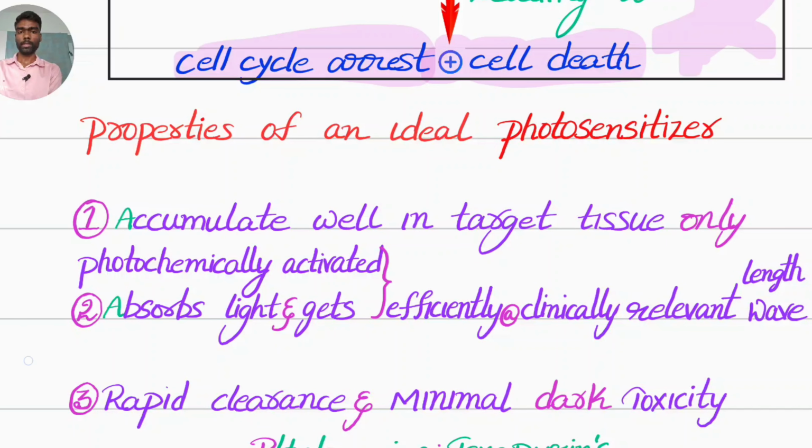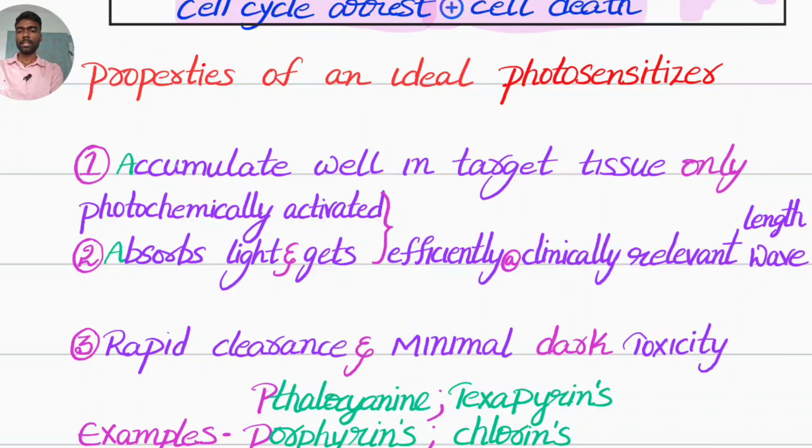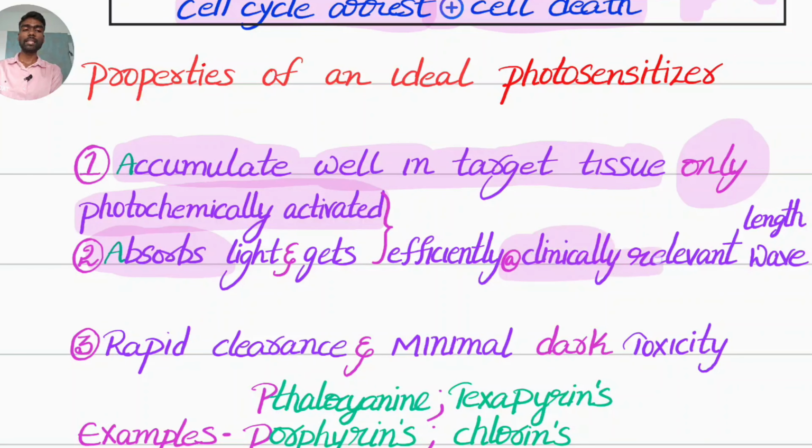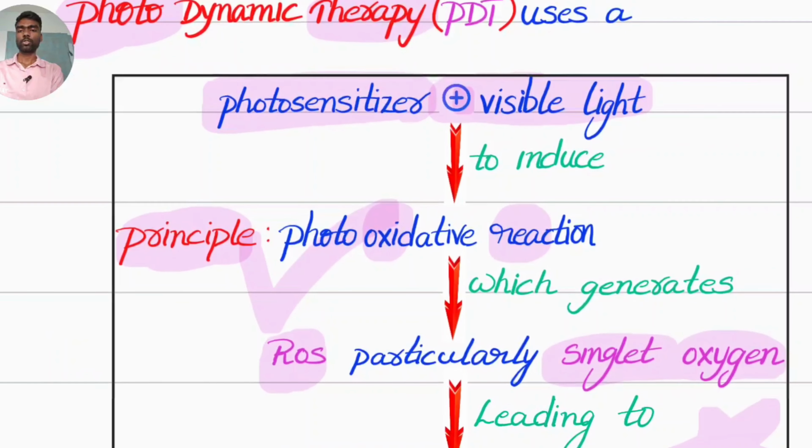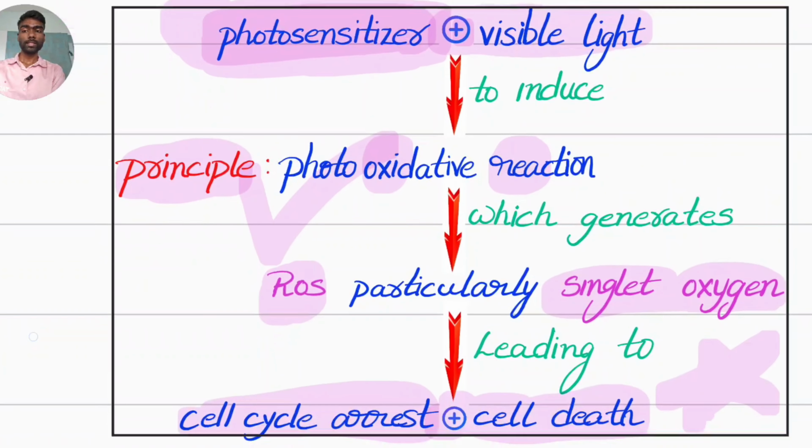Coming to the properties of an ideal photosensitizer. It should accumulate well in target tissue only. It should get photochemically activated, absorbing this light efficiently at a clinically relevant wavelength. What is meant by clinically relevant? The light which is not harmful alone, it is clinically relevant. If it combines with our photosensitizer, it has to be dangerous to cancer cells only. So it is clinically acceptable.